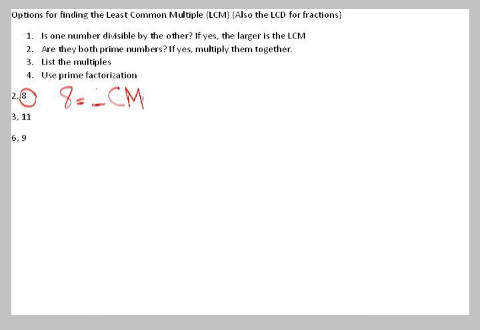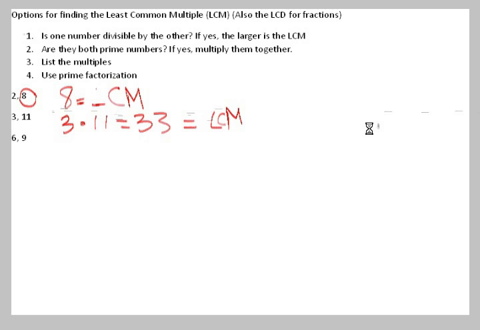If that doesn't work, we can check to see if both of the numbers are prime. So for example, 3 and 11. Both of those numbers are prime, so our least common multiple is going to be the product of the two. We multiply them together. 3 times 11 is 33. So 33 is the least common multiple for 3 and 11.